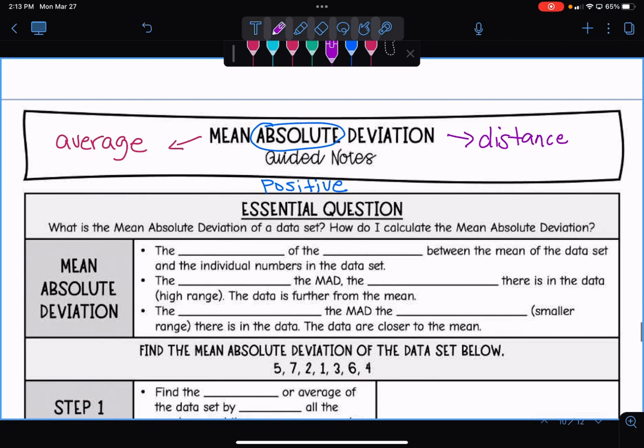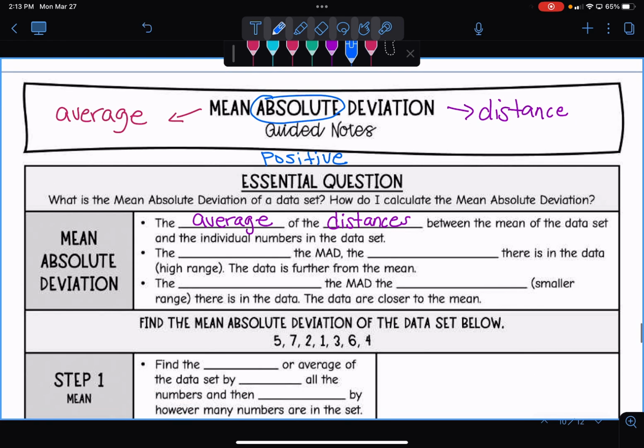All right, so mean absolute deviation is the average of the distances between the mean and each individual number.